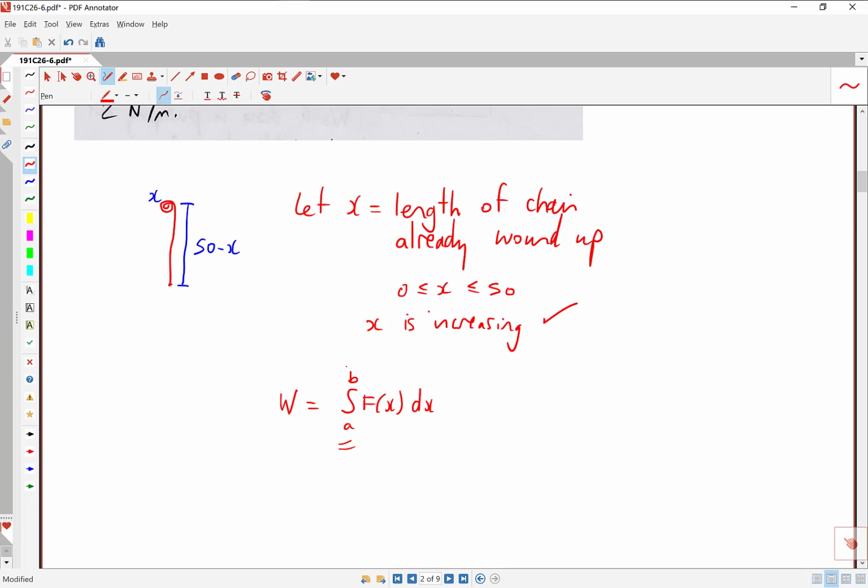Now, if you had set up x differently, for example, if you let x equal the amount of chain still to be wound up, then x would be decreasing, and you'd actually have a sign error when you do the work. You would find negative work, which wouldn't make sense from a physical point of view. So it's always important in these types of problems, when you're defining x, to let x represent a variable that is getting bigger over the course of the problem.